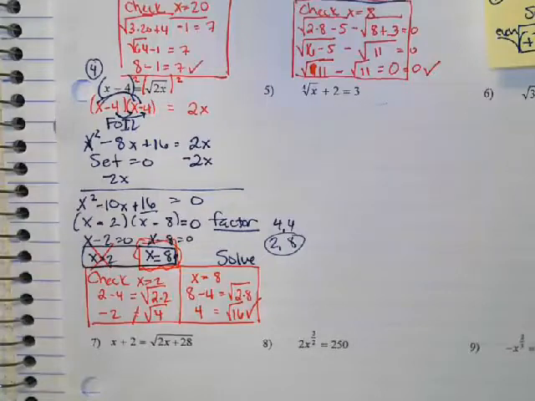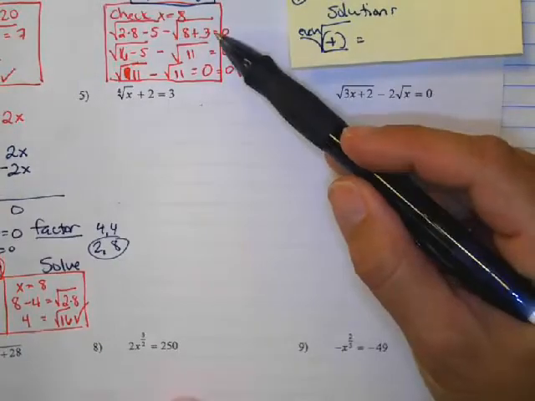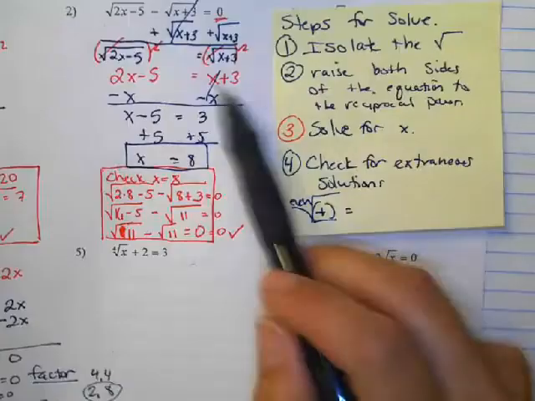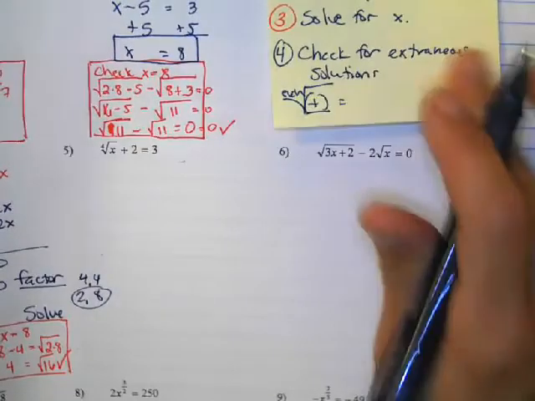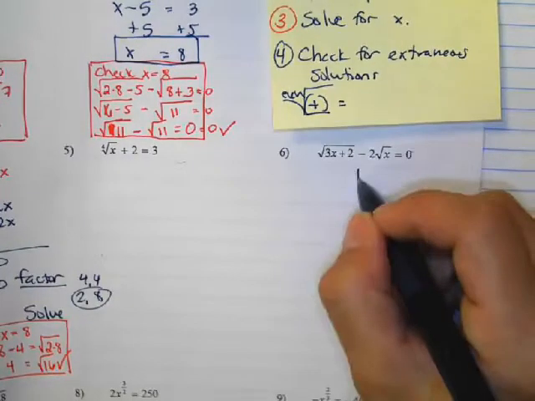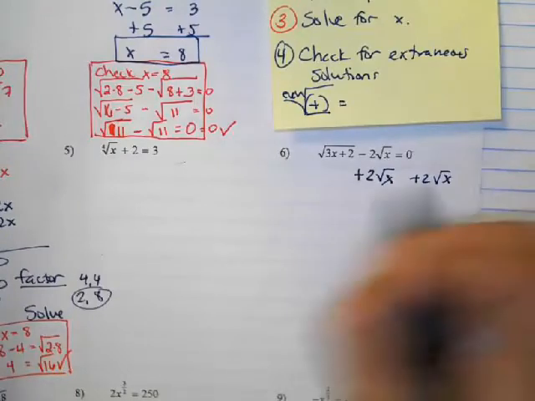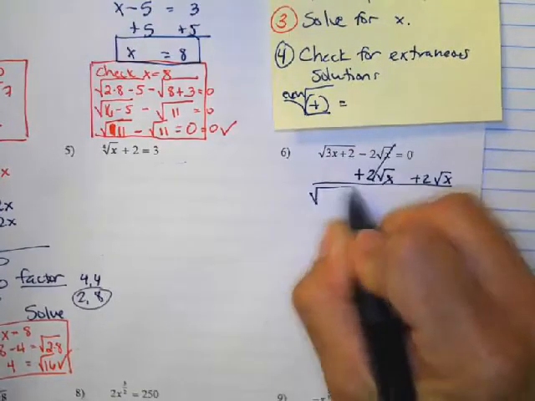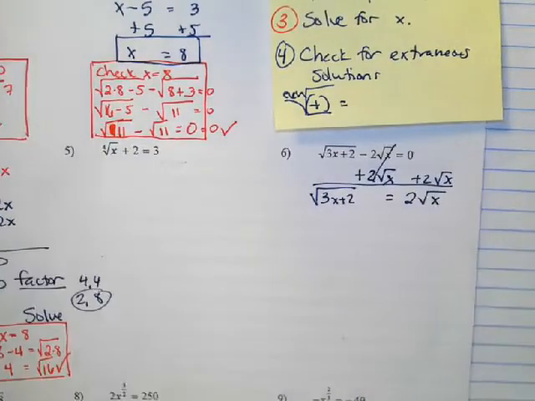Okay, the next question I'm going to do is number 6. Number 6 also has two radicals in it, square roots. So this kind of looks like question number 2 when I had a radical subtracting another radical. So this time I'm going to isolate my square root by adding it to the left and right side. So I get square root of 3x plus 2 equals 2 square root of x. So I isolate square root on the left, square root on the right.